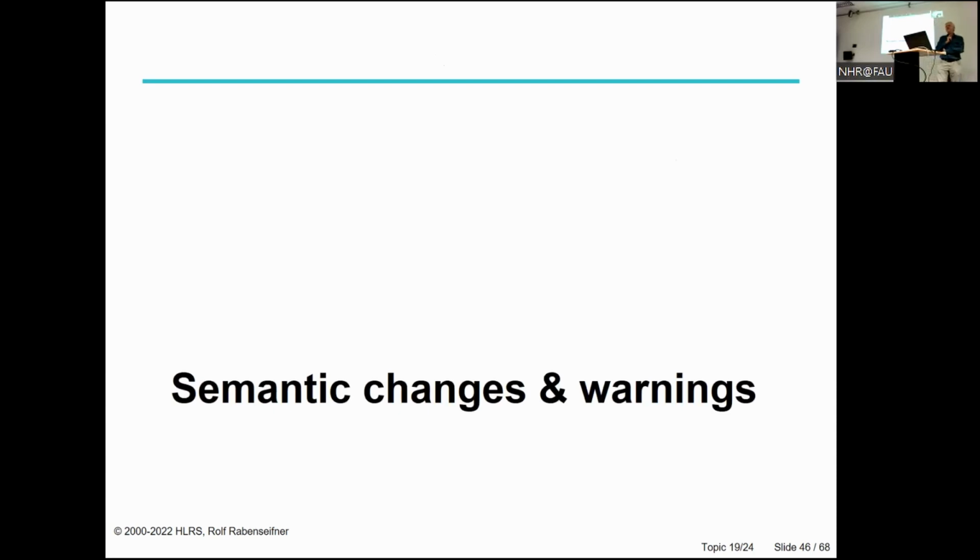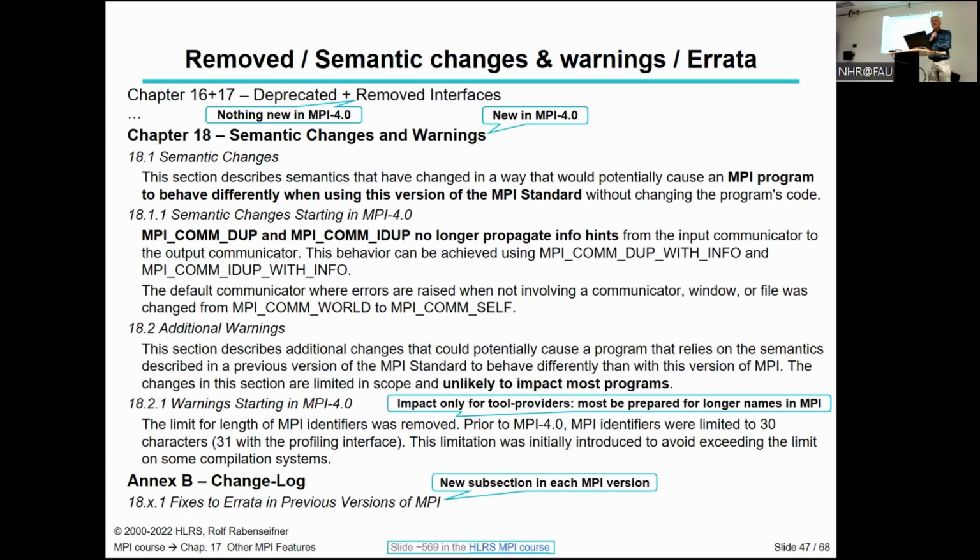And we added two new chapters about semantic changes and warnings. This means we now have a real chapter where we can write the changes that we made from one version of the MPI standard to the next. In principle, there have always been changes by deprecating a function or removing an interface. But now the new thing is that we also have real changes of an existing interface.